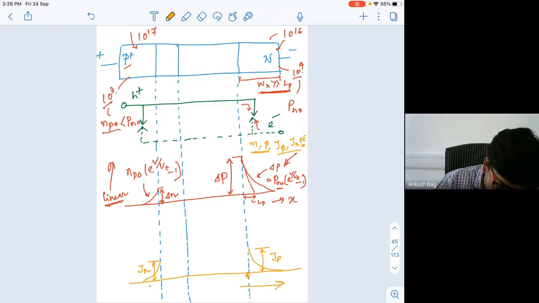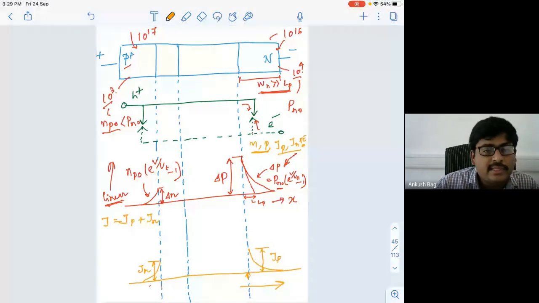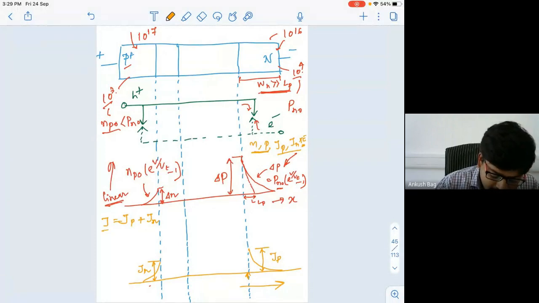Now to get the complete current density J, we need to understand both the current density for the hole as well as the current density for the electron. But here we have either of them missing. So how do we get the complete picture? What will be the total current J?